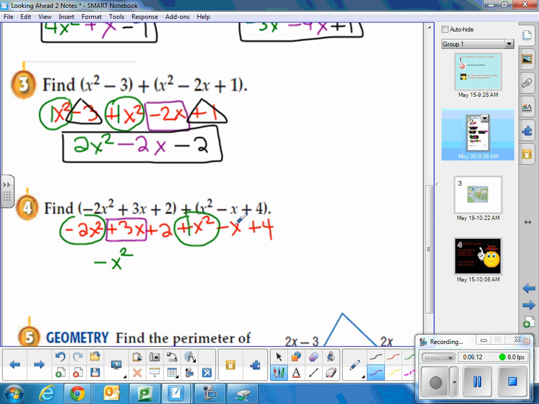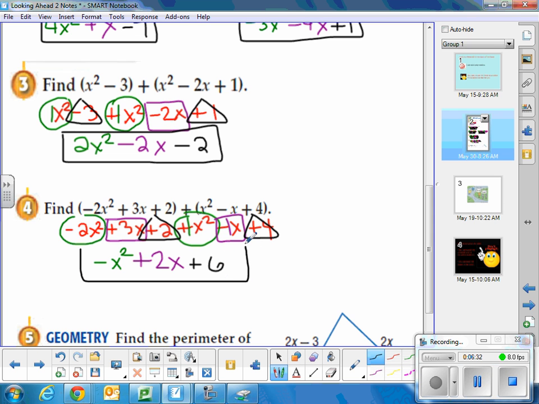Positive 3x and a negative 1x. Positive 3x plus a negative 1x is 2x. And then a positive 2 plus a positive 4 ends up being plus 6. So the final answer is negative x squared plus 2x plus 6.